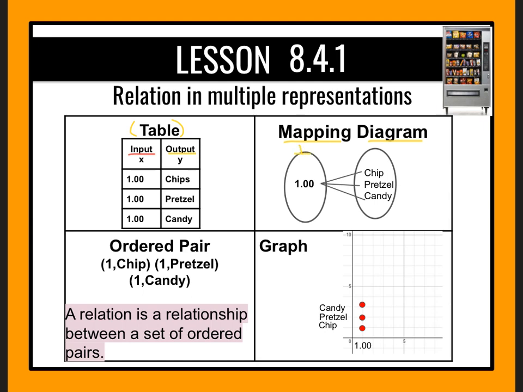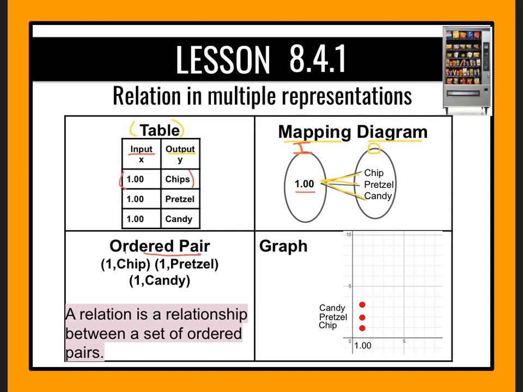So let's think about it. In my input value, if I enter $1 into the machine, I can get my output of a snack. So I can get a chip, I can get a pretzel, or I can get a candy. I have choices.